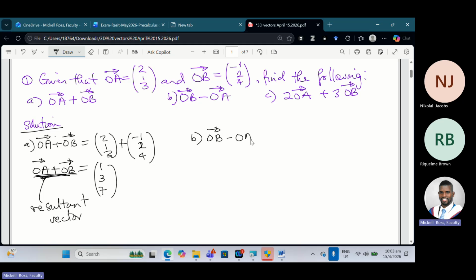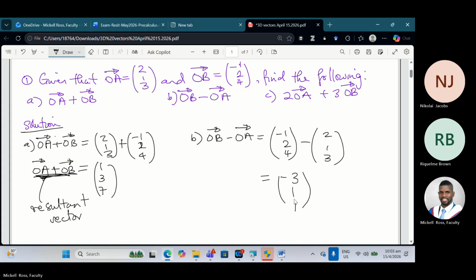OB minus OA, that's going to be equal to vector OB, which is negative 1, 2, 4, minus vector OA, which is 2, 1, 3. Negative 1 minus 2, negative 3, 2 minus 1, that's 1, 4 minus 3, that's 1. So the resultant vector for OB minus OA is going to be equal to negative 3, 1, 1. Try the third part for me, please.